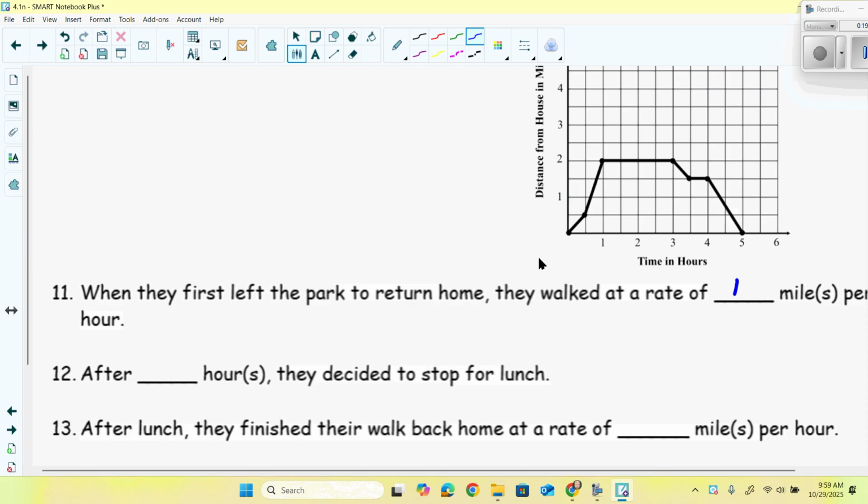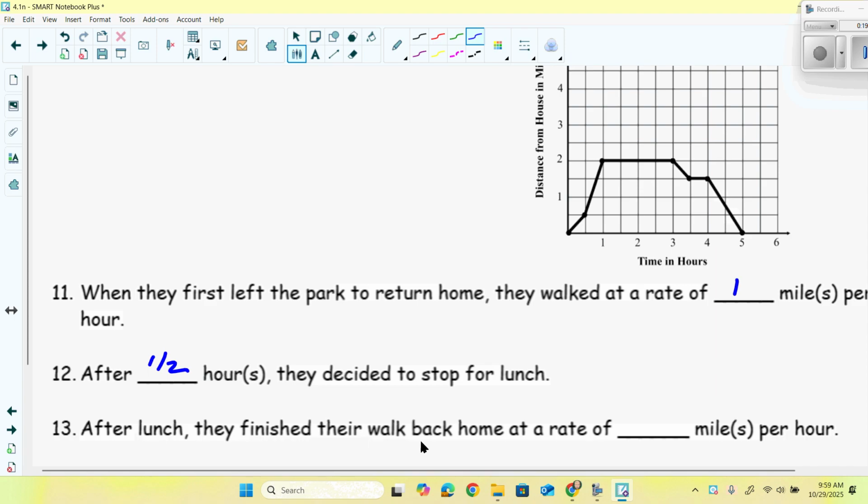Now it's not clear in this question. Is it after half an hour of leaving, which I kind of think is what they're getting at here, or is it 3.5 hours of their total trip? Both answers, I guess, could be right. I'm going to go with 1/2 in the context of the problem. So after a half an hour of their trip home, they decided to stop for lunch.